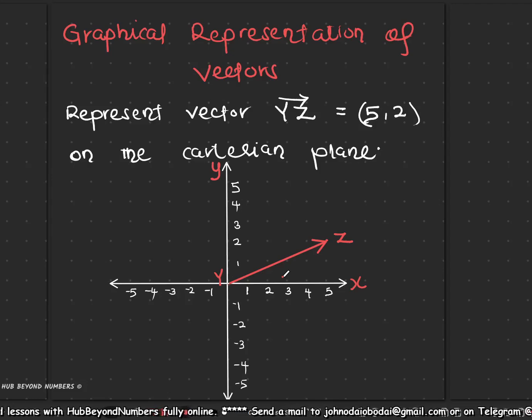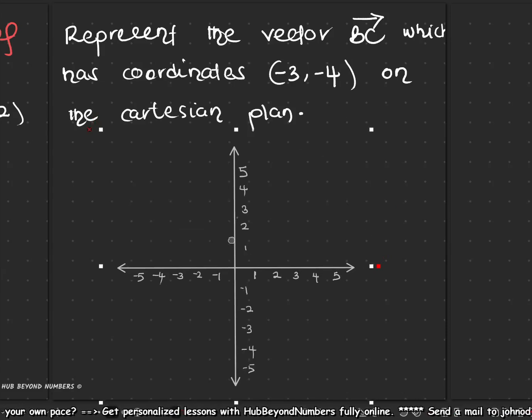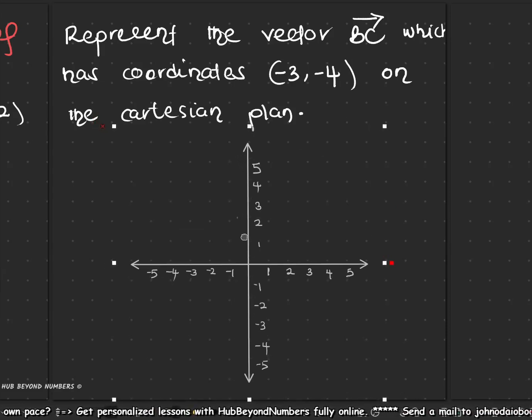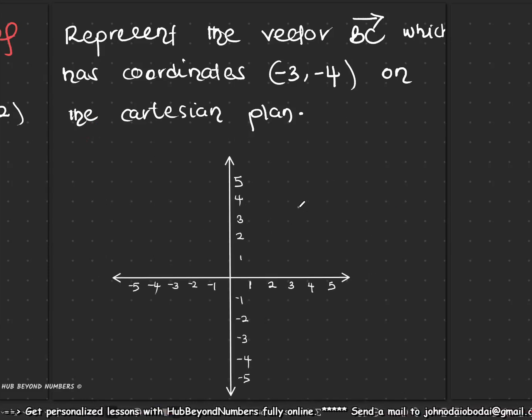So let me do one more so we understand. As you can see, the question here says we are to represent the vector BC, which has coordinates -3, -4, on the Cartesian plane. All it means is let us draw this on our graph sheet. So I would once again put my Cartesian plane here, and if you have your graph sheet, you can quickly draw your Cartesian plane. Now my points are -3 and -4.